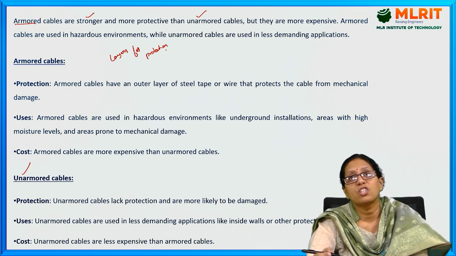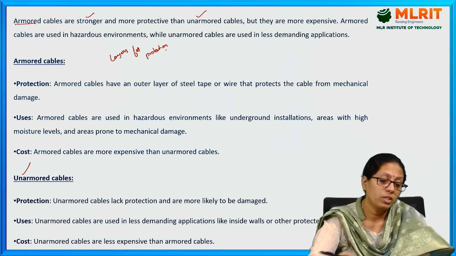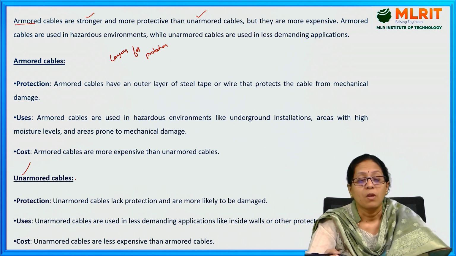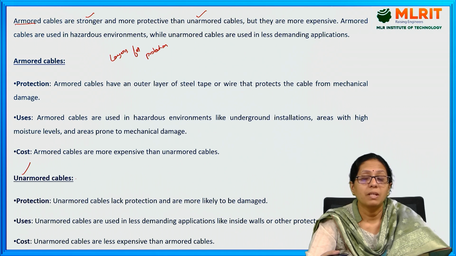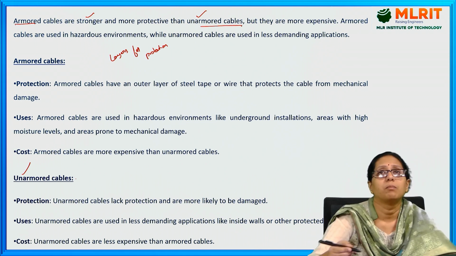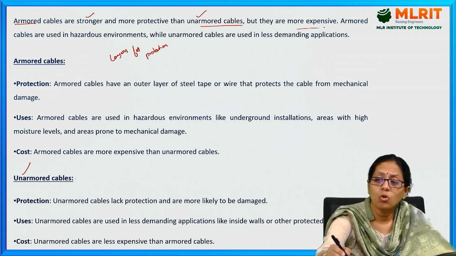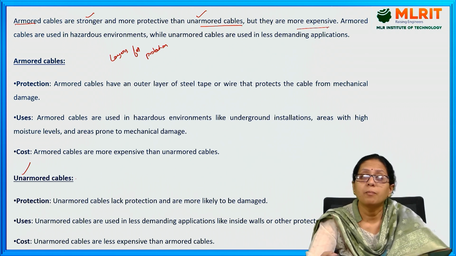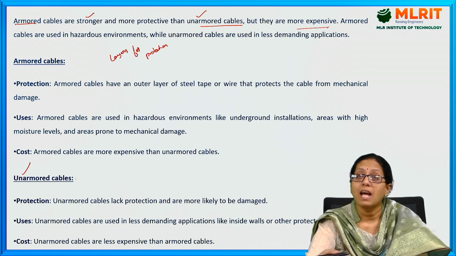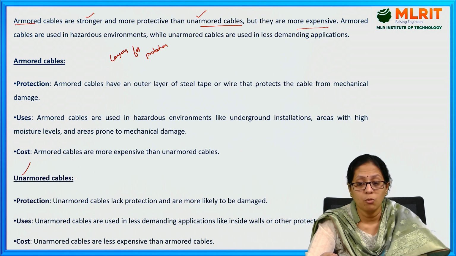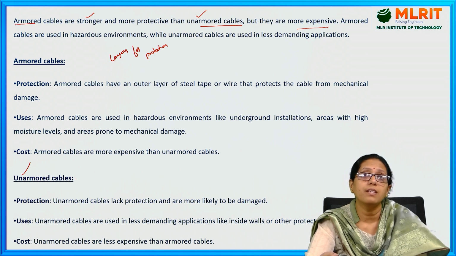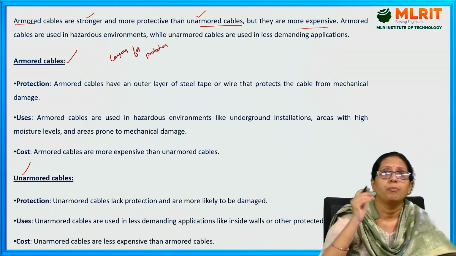Layers for protection are more when compared to the unarmored cables. As the number of protection layers is more, armored cables are stronger than the unarmored cables. But they are more expensive, because the number of layers is more, and the cost also increases for this particular cable.